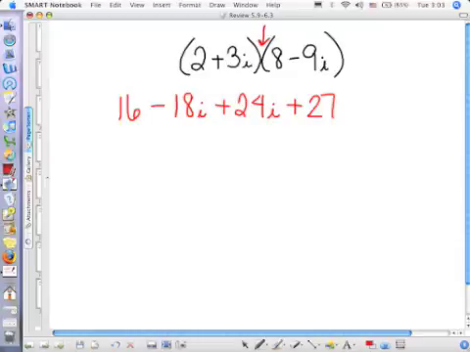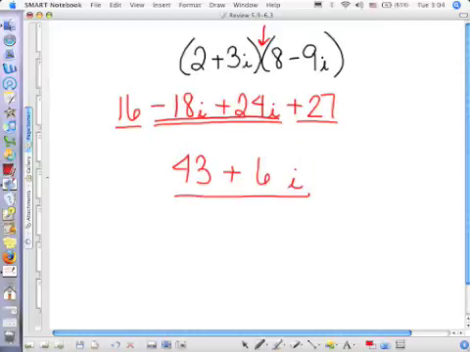And we finish this off by adding our like terms. We have 16 plus 27, which gives us 43. We have two i terms, which can be combined. Negative 18 plus 24 is positive 6i. The answer to number 9 was 43 plus 6i.